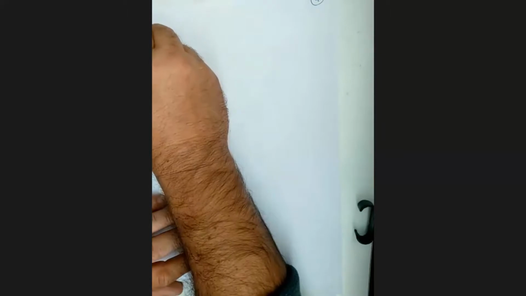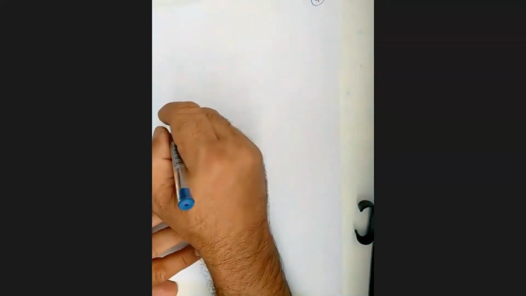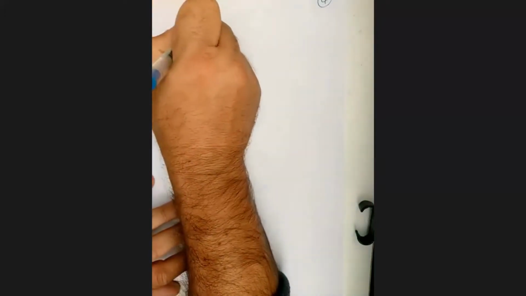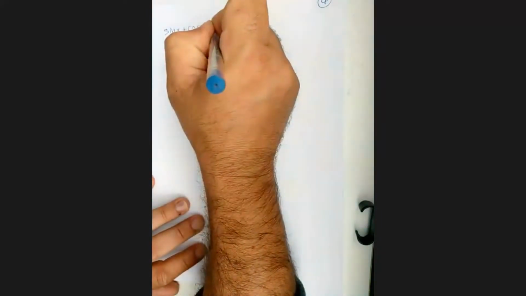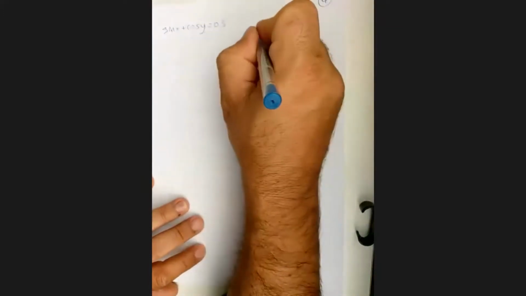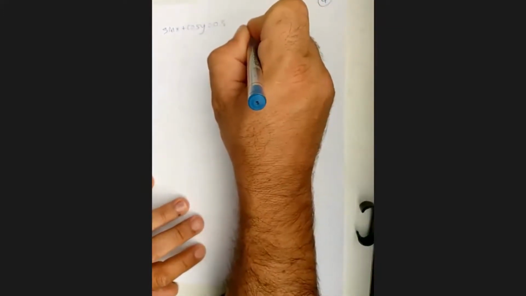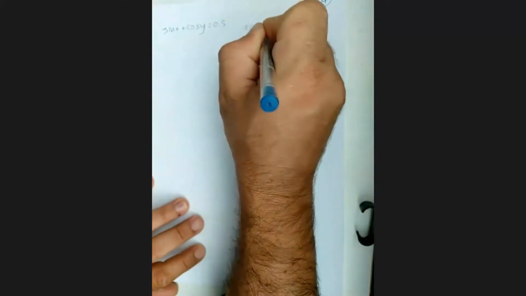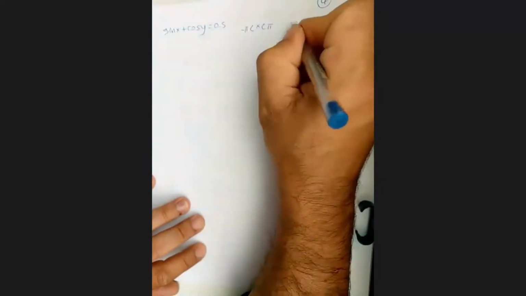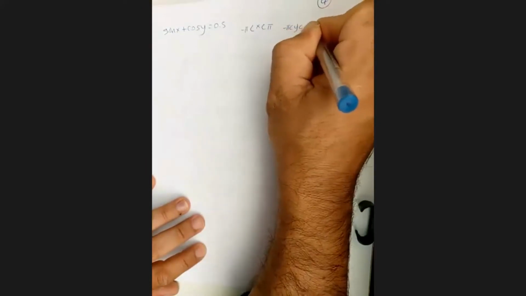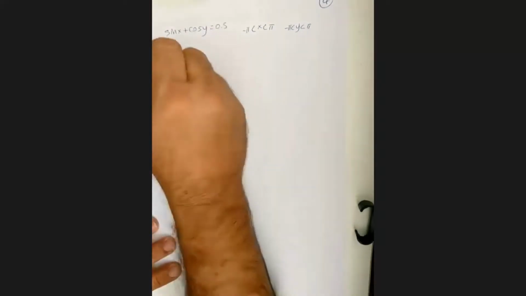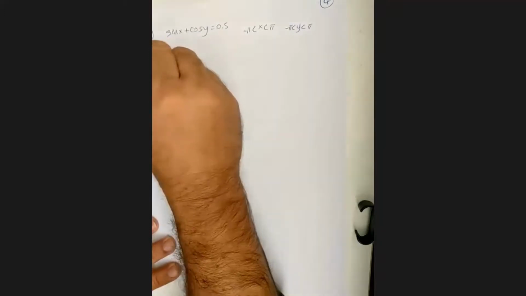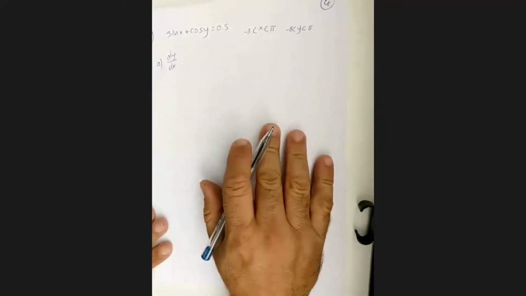Question 10 says that we have a curve with equation sine x plus cos y is equal to 0.5, and the range for x is from minus pi to pi, and also the range of y is from minus pi to pi. Find an expression for dy over dx. The question says find dy over dx for the first part.